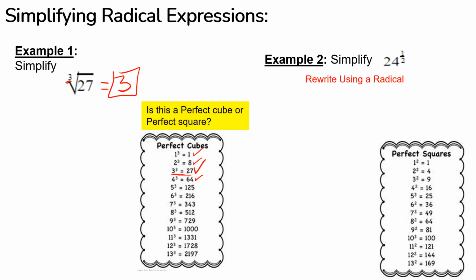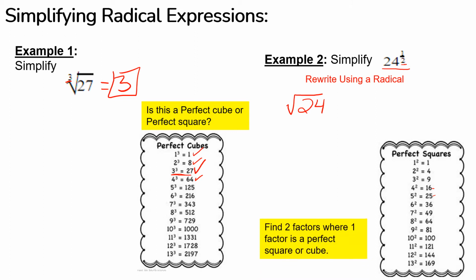First, we want to rewrite it using a radical. So remember, anything to the 1/2 power is the same as taking the square root. So that 2 goes away. That's the understood 2 in front of the radical. Now, ask yourself, is this a perfect square or a perfect cube? Looking at my list here, no, it goes from 16 to 25. So 24 is not a perfect square.